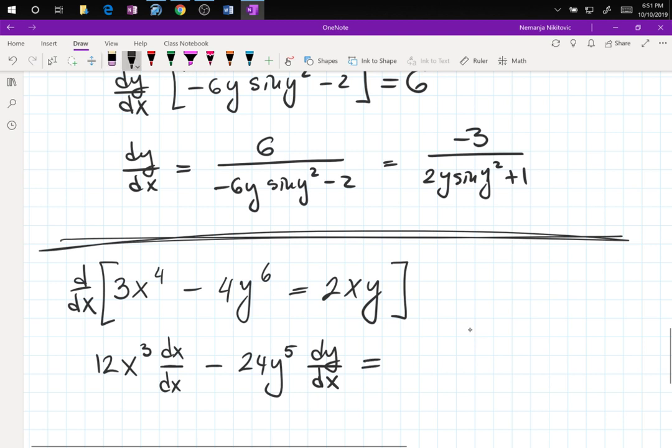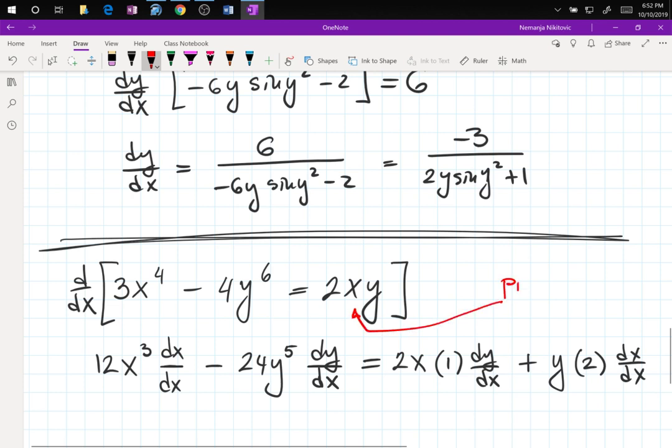Your every denominator better be dx. Equal to, and here is the trap. Copy the first derivative of the second times dy dx, because I took derivative of y in respect to x. Plus, copy the second, which is y, times the derivative of the first, and I'll put dx dx because I am taking the derivative of x. So now I can point to this term and say product rule. So you have to put it after each.